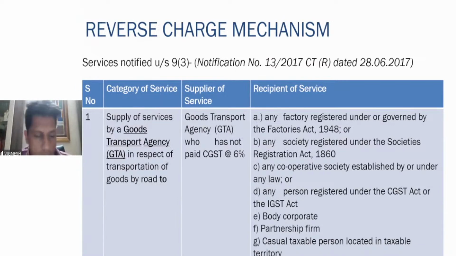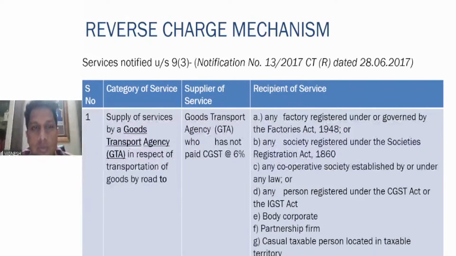Now we come to the list of services which are given under the notification. First one is, 4 columns are given here. First one is the category of services given, then whoever is the supplier of services given, and recipient of services given. So in these cases, reverse charge mechanism will be applicable. Fine. Supply of services by a goods transport agency in respect of transportation of goods by road.